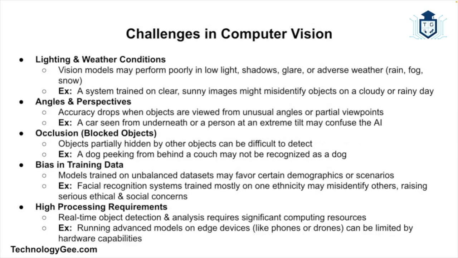Now let's talk about some challenges that are associated with computer vision. Computer vision is powerful, but it's not perfect. Here are a few common challenges. The first is lighting and weather. A model that is trained on sunny photos may struggle on rainy days. You have angles and perspectives. An object viewed from a weird angle might confuse the system. You have what is called occlusion. Basically, what if there is a dog behind a chair? Will the AI still be able to recognize it?